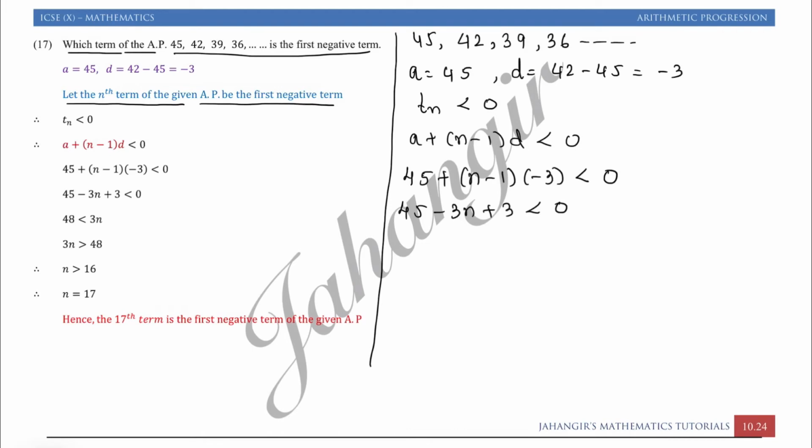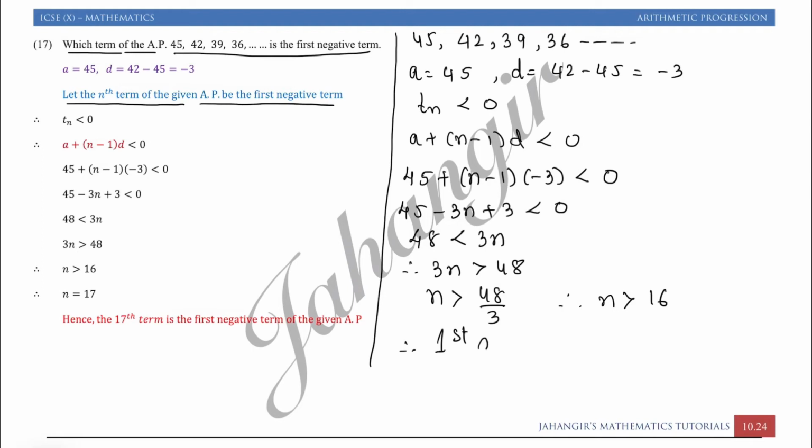And you can shift on the other side. You have learned inequations, so you can solve easily using the inequation rule. So therefore I can say 3n is greater than 48, and n is greater than 48 upon 3. So therefore I can say n is greater than 16. So we can say therefore the first negative term is 17. So the first negative term, n, is 17.